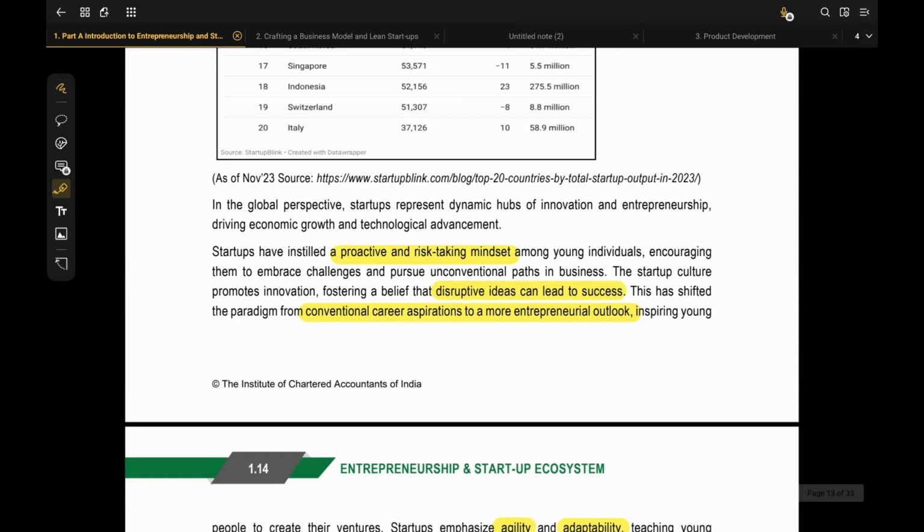The next thing is that startups have instilled a proactive and risk-taking mindset among young individuals. Youngsters are inspired by the stories of Flipkart, Groww, Zerodha, like that. By hearing those stories, youngsters nowadays also want to become entrepreneurs. This is giving a proactive and risk-taking mindset. This has reduced the fear of risk in the youngster mindset. Even if it is a failure, we can manage. Like that, they are moving toward a societal shift.